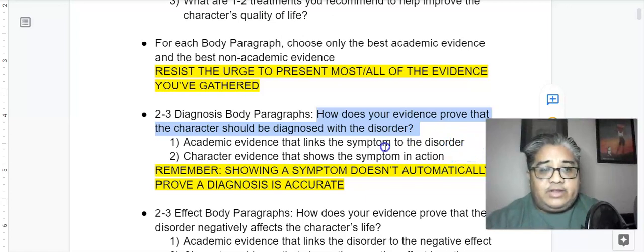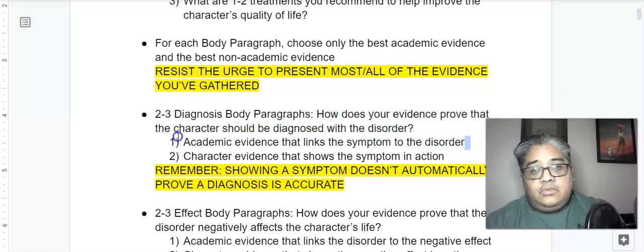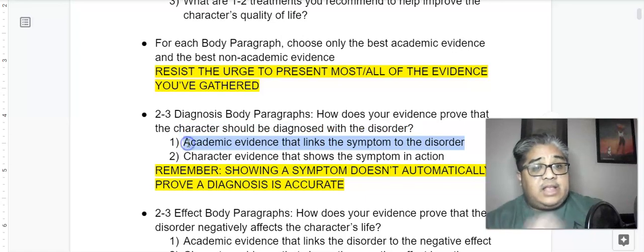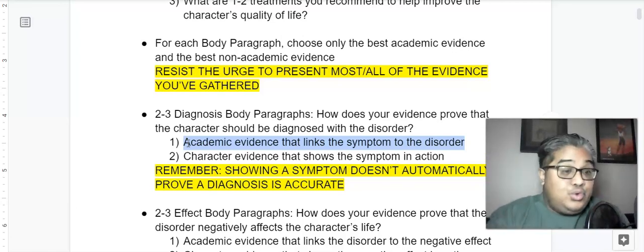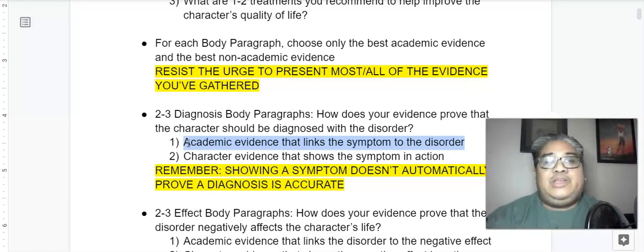So in terms of academic evidence, you want to present academic evidence that clearly links the symptom to the disorder. Not just that there is a symptom, but how does the symptom connect to the disorder itself. And I would definitely recommend academic evidence that explains how the symptom relates to the disorder as clearly and most straightforwardly as possible.